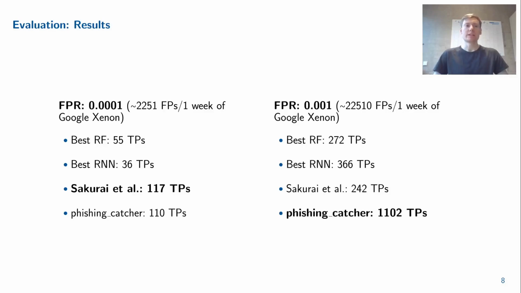This changes somewhat in the second case, where the false positive rate is set to 0.001. While the phishing catcher is now clearly in the lead with more than 1,000 true positives, the recurrent neural network takes second place with 366 true positives, followed by the random forest and Sakurai classifiers.